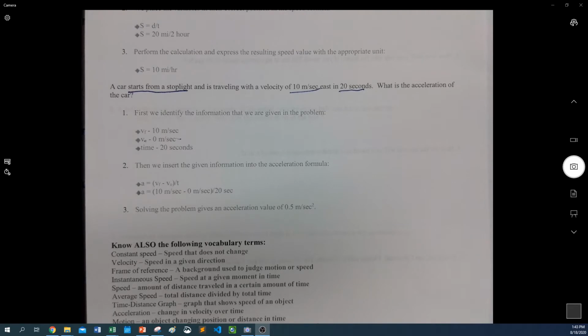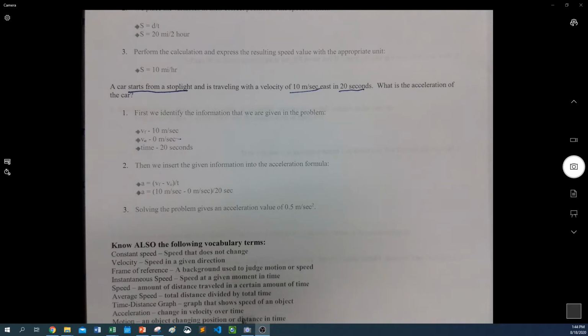So going over some basic terminology. Constant speed means the speed does not change. Velocity is a speed in a given direction, so speed combined with direction. A frame of reference is a background used to judge motion or speed. We usually like to use the surface of the Earth. Instantaneous speed is the speed at a given moment in time.